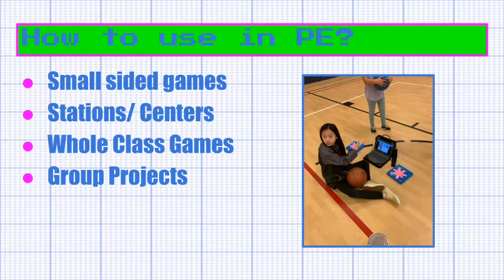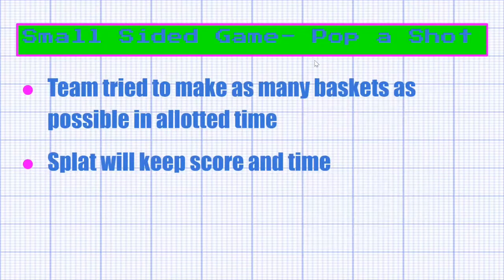So the first one, small sided game. Another thing that's really awesome about these is you don't have to recreate everything. You can take a game or an activity you already do and just modify it and incorporate the splats. For example, this game is called a Pop-A-Shot game. I use this just during our basketball unit. Some of my students actually created this, which we'll talk about in a minute.